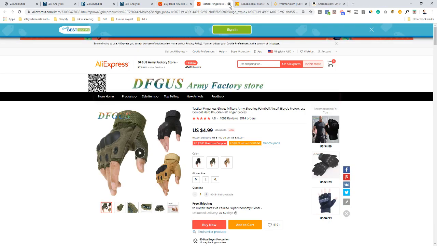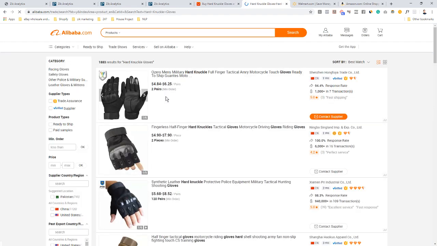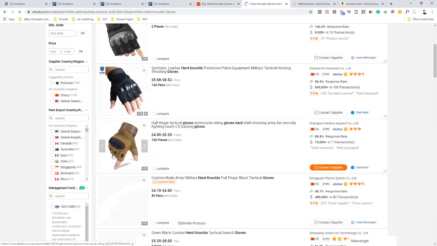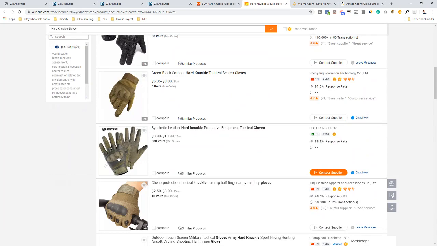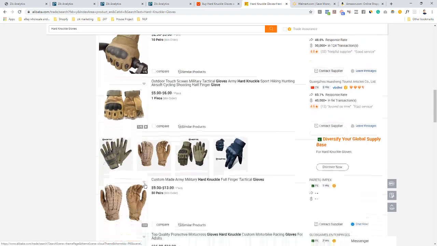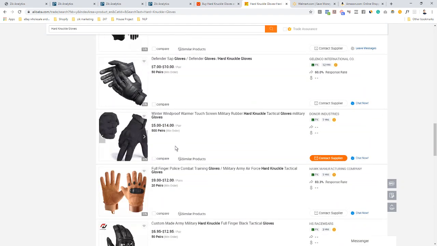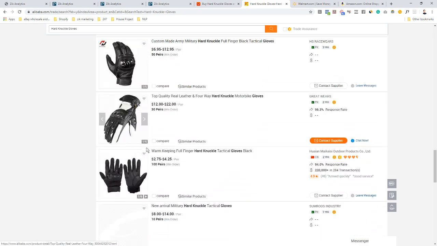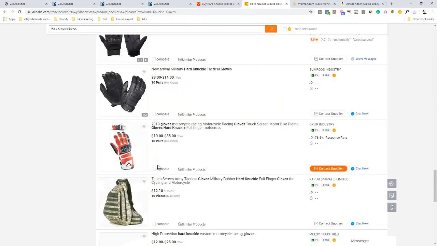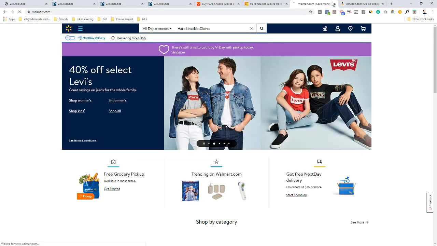Let's look on Alibaba, if we can wholesale it from Alibaba. I guess on Alibaba there are a lot of things. So yeah, there are different synthetic leather, hard knuckle protective equipment, chip protection, tactical, knuckle training, half finger, this half finger, and so on. Yeah, here we have room for making profit, as you can see on the prices. Different brands, different things. We need to look for the right products here. Walmart, let's check Walmart for these things, and Amazon.